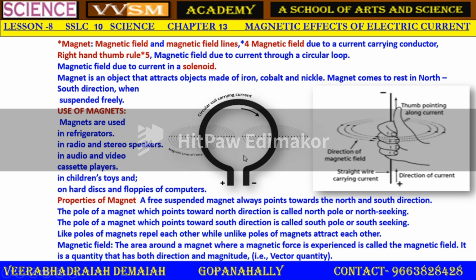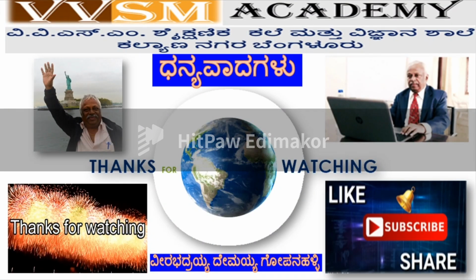And this is a circular conductor carrying an electric current. At each and every point of the circular coil carrying a current, at the different points, these are the lines of force, that is the magnetic field. That's very important. One more thing, the magnetic field, the area around a magnet where magnetic force is experienced, is called the magnetic field. It is a quantity that has both direction and magnitude. Magnitude and direction, both are there. That's why it's called a vector quantity. A vector quantity is a quantity that has its own magnitude and direction.